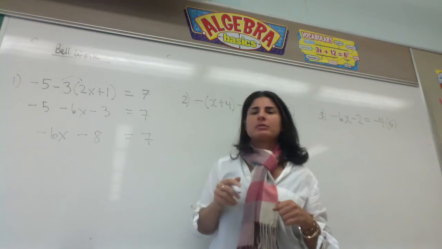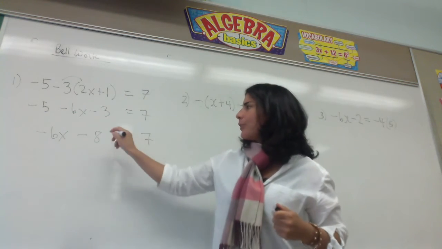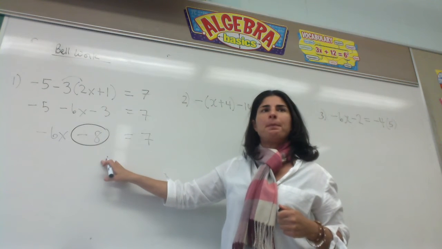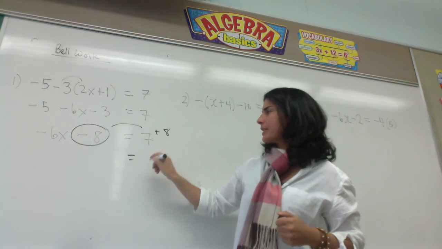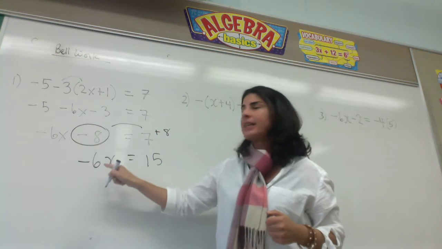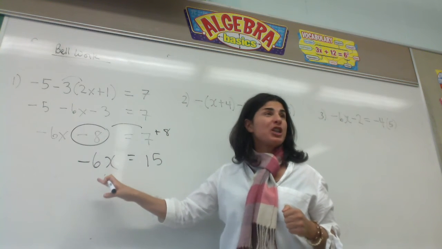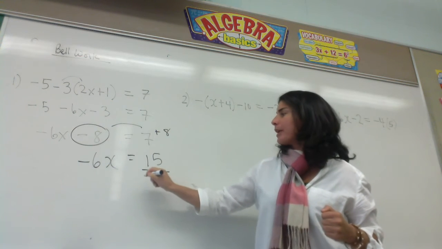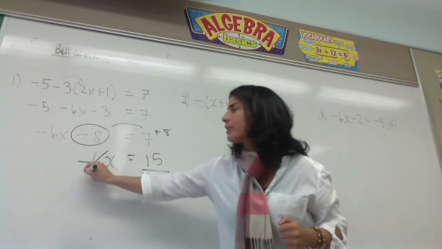So I'll bring down the negative 6 for now and put this and this together at negative 8 equals still 7. I'm going to see if this marker is any darker. Bring over the minus 8 to become plus 8, which is now 7 plus 8 is 15. And I need to remove the negative 6 from the x. Because it's a multiplication, I can do that by removing it by dividing by negative 6 on this side. This gets rid of this.